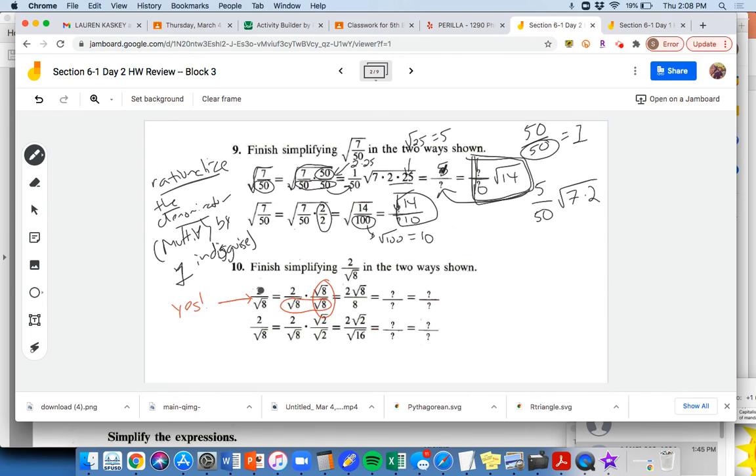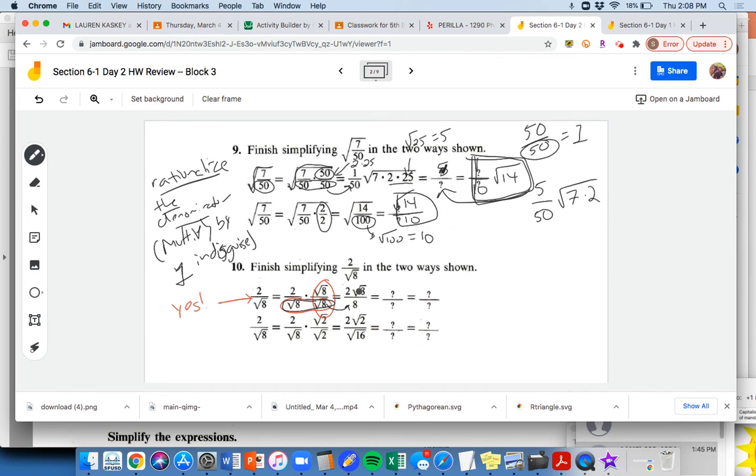So 2 over root 8, this is how I would simplify it. They're going to show you another way, which might be easier for some people in a second. 2 over root 8, root 8 over root 8, you're allowed to do it. Identity property of multiplication, you can multiply by 1. It's not going to change the expression's value. So we have 2 root 8 over 8, right? Because remember that root 8 times root 8 equals 8. 2 times root 8, can't combine that. You just have 2 root 8s here.